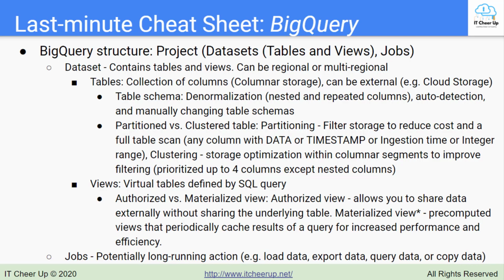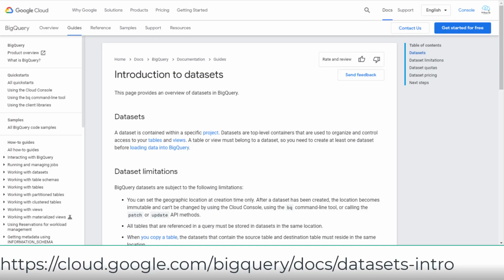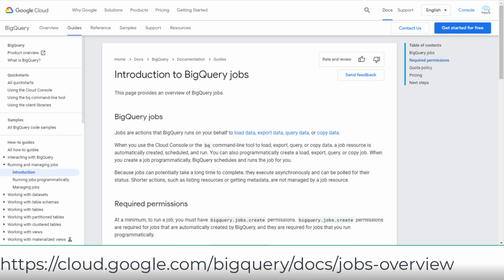Next one is BigQuery's structure. BigQuery has datasets and jobs that are contained within a specific project. Datasets are top-level containers that are used to organize and control access to your tables and views. Datasets can be regional or multi-regional. Jobs are long-running actions that BigQuery runs on your behalf to load data, export data, query data, or copy data.